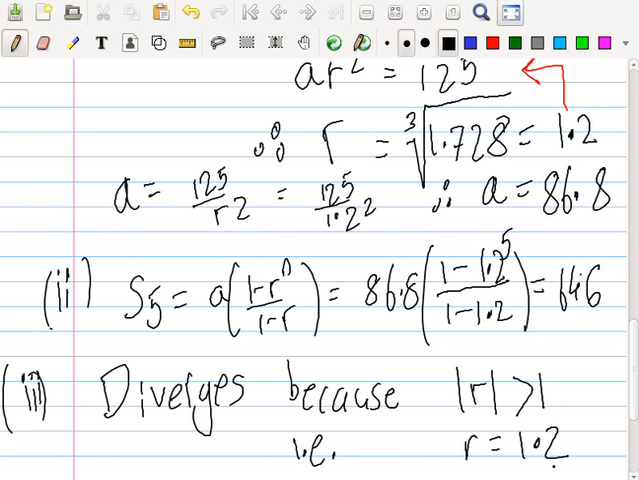A geometric series diverges whenever r is more than 1. It just keeps getting bigger and bigger and bigger each time you multiply it. So in fact, this question is only 1 mark because all you have to say is it diverges because r is greater than 1, i.e. r is 1.2.